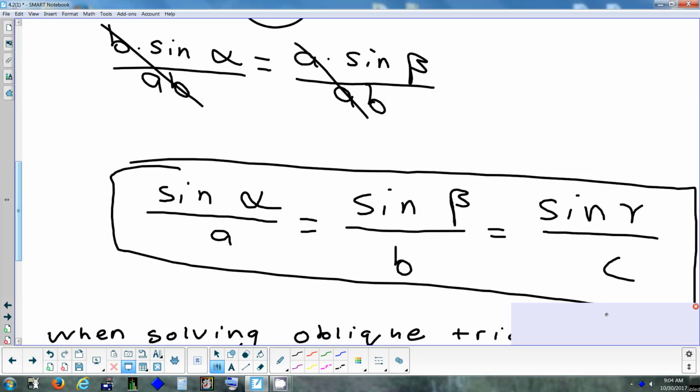Sometimes you see it written with all of these flipped. You can write it that way. A over sine alpha, B over sine beta. I don't write it that way. I put the sine in the top.